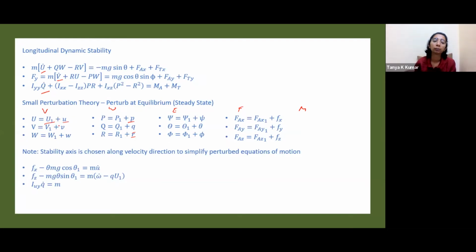Now, after performing various simplifications, the stability axis is taken along the velocity direction. Why? When we take the stability axis along the velocity direction, velocity is represented only in that direction. It does not have components in the other two axes. So it simplifies our equation greatly. So the stability axis is chosen only for simplification purposes. After performing all of these simplifications, we get these three perturbed equations of motion. It gives you small u dot, small w dot, and q dot.